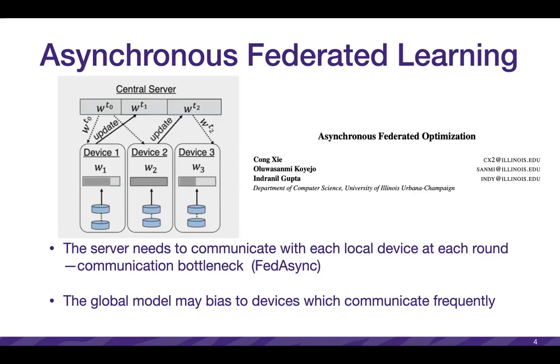For example, in the FedAsync proposed in this paper, the server needs to communicate with all of the local devices at each round, and here comes the communication bottleneck. Because all of the local devices need to communicate with the server whenever they finish their training, the communication cost may be very high. And also the global model may be biased toward some devices which communicate with the server more frequently.